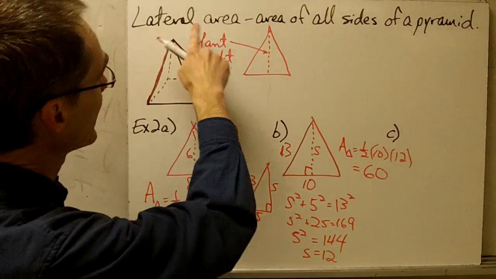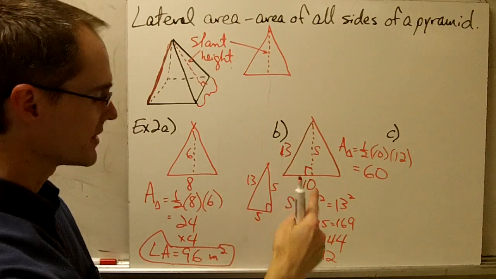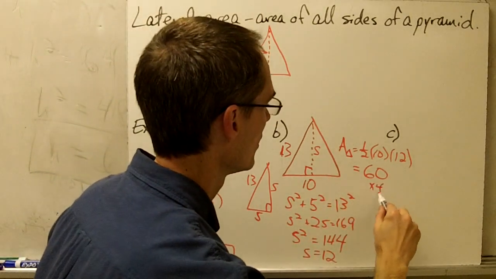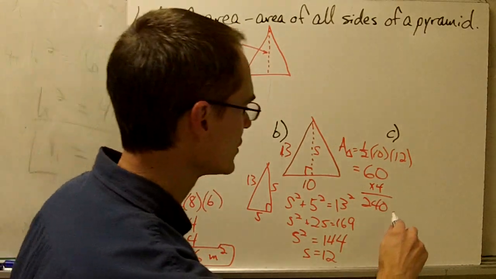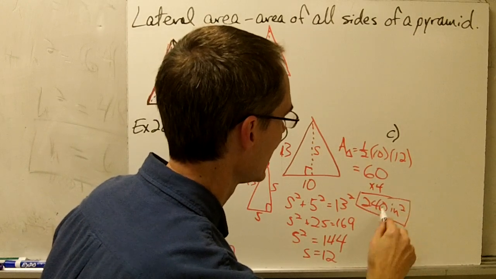And once again, the lateral area, I want the area of all the sides. This is the area of just one side. Since it is a square pyramid, I have 4 sides, so I want to multiply this times 4. And that gives me 240 square inches. And that is the lateral area.